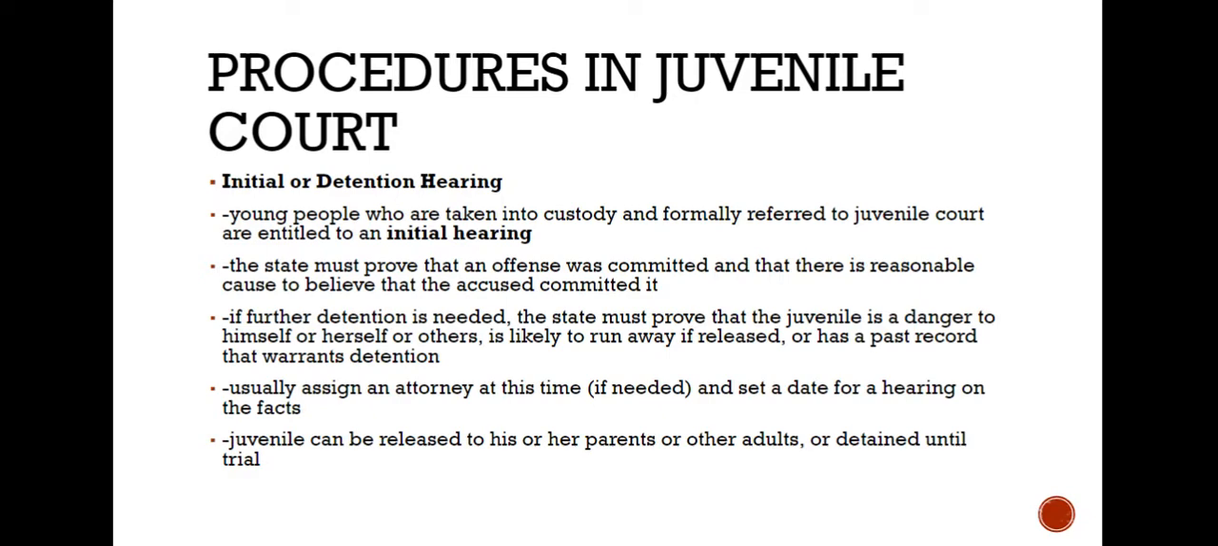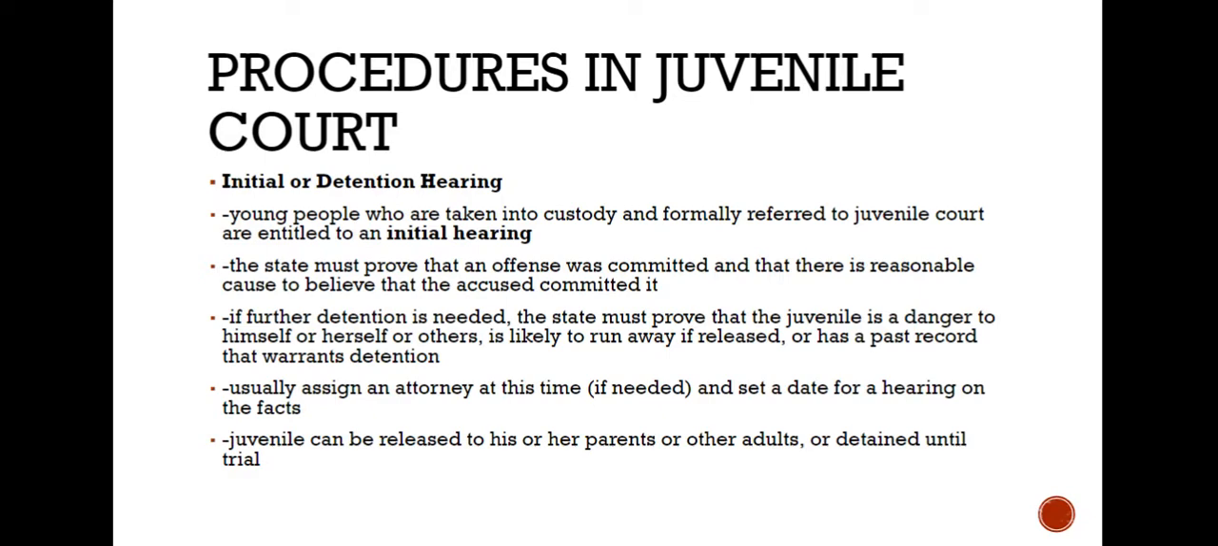The state must prove that an offense was committed and there is reasonable cause to believe that the accused committed it. Okay, so we've seen similar things to this in adult court. You have to prove that a crime has been committed and that the person in custody did it. The same thing happens with juvenile court. If it is decided yes, the offense was committed, and yes, the person in custody did commit it, if further detention is needed, the state must prove that the juvenile is a danger to himself or herself or others, that they are likely to run away if released, or there's been a past record that warrants detention.